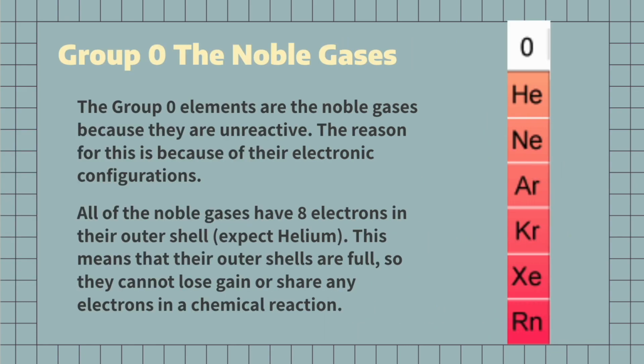Next, we're going to talk more about group 0, the noble gases. They are called the noble gases because they are unreactive. The reason for this is because of the electronic configuration. All of the noble gases have 8 electrons in the outermost shell, except helium, which has 2 electrons. This means that the outer shells are full, so they cannot lose, gain, or share any electrons in a chemical reaction.